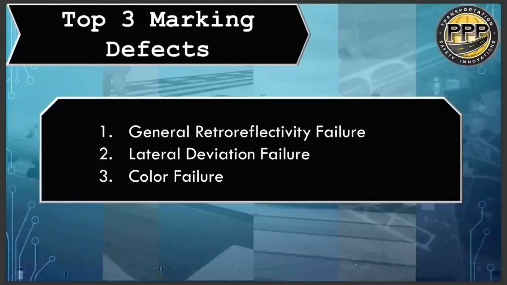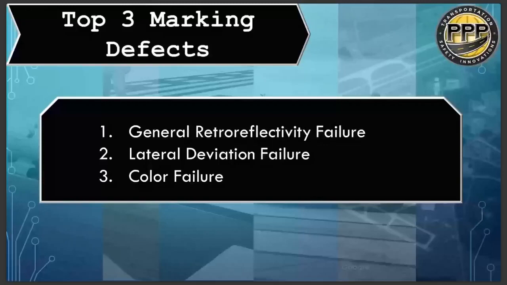Thanks, Greg. So we're going to be talking real quick about the top three marking defects that I have seen doing these airfield marking assessments, but also a little more specifically with the tools that you'll hear more about. The top three that we see, obviously, are retroreflectivity, you guys could have guessed that. It's number one. It's the most chronic issue out there. In my experience, the quality of reflectivity varies significantly. Again, I've seen great markings. I've seen ugly markings. Number two is lateral deviation failure. That's a fancy phrase for how uniform it is, how uniform it looks, particularly at night. And then we'll talk about color failure as well, both daytime and nighttime color.